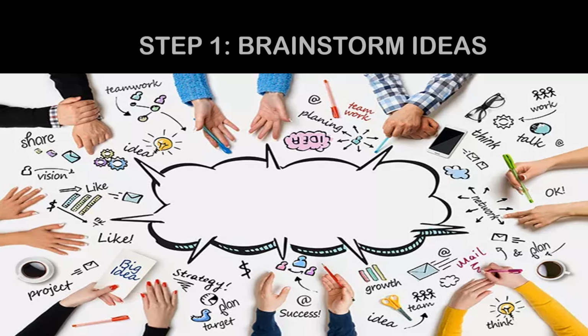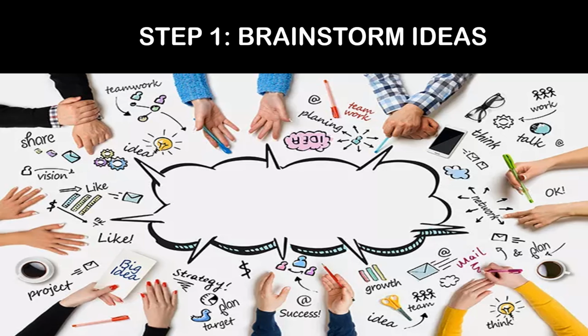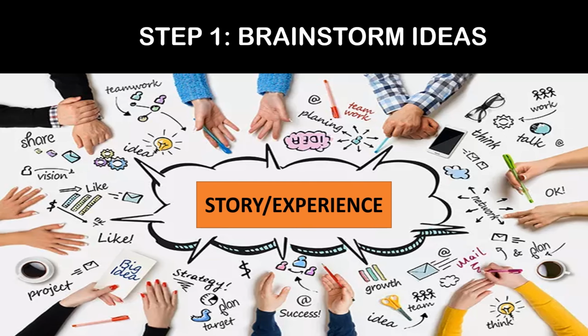Quickly brainstorm ideas. The first thing to do when you see the cue card is to brainstorm quickly. Think of a story or example that fits the topic. It does not have to be the most exciting story in the world. It just needs to be something you can explain comfortably.